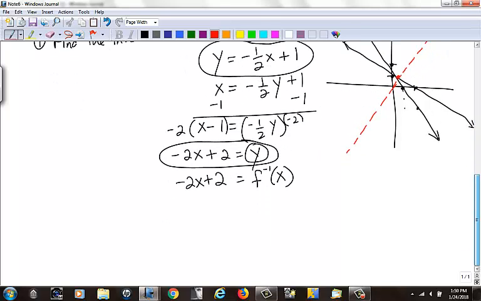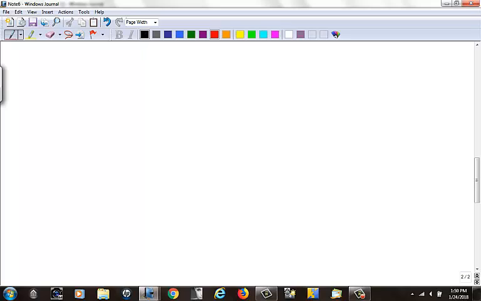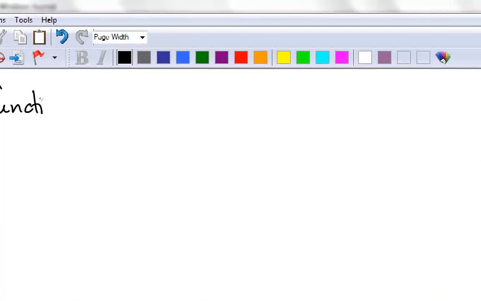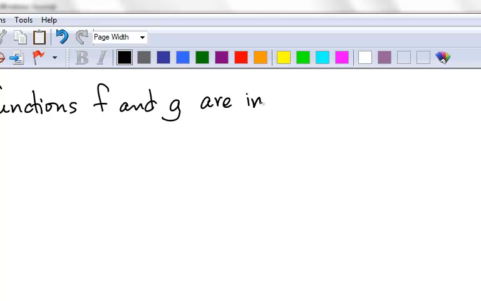Okay, the next thing the author goes through is two functions. Two functions, f and g, are inverse functions.